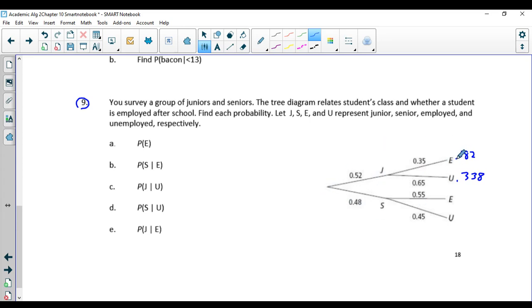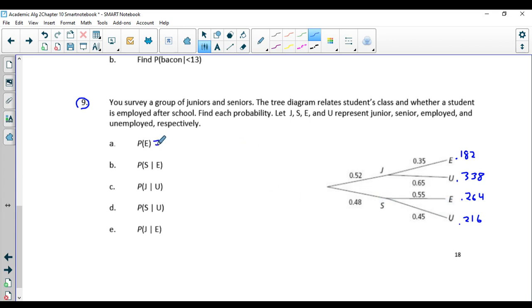So out of all the juniors and seniors, the juniors that are employed make up 0.182 or 18.2% of all those juniors and seniors together. Juniors that are unemployed make up 33.8% of the junior and senior class. And then 0.48 times 0.55 is 0.264. So 26.4% of all the juniors and seniors combined are seniors that are employed. And then if I have a senior that's unemployed, 0.48 times 0.45 is 0.216. So 21.6% of all the juniors and seniors are seniors that are unemployed.